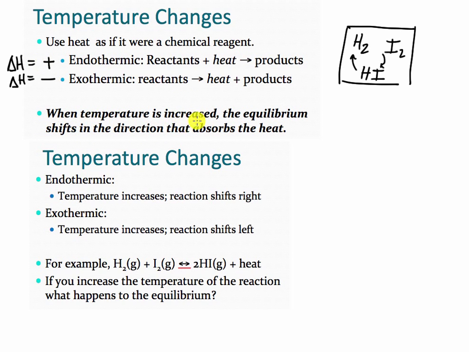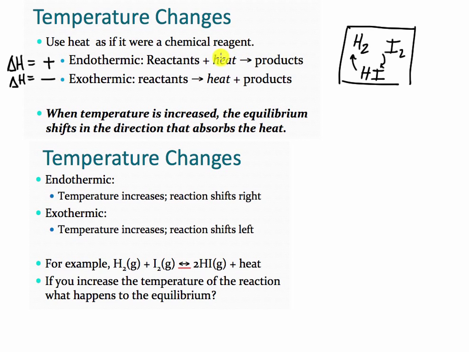When temperatures increase, the equilibrium shifts in the direction that absorbs heat. So when we add heat, it's going to be absorbed. So which process absorbs the heat? Will it be the reactants or will it be the products? We're going to treat this just like we did the first one. So if you go back and you look at concentrations, this works the same way.